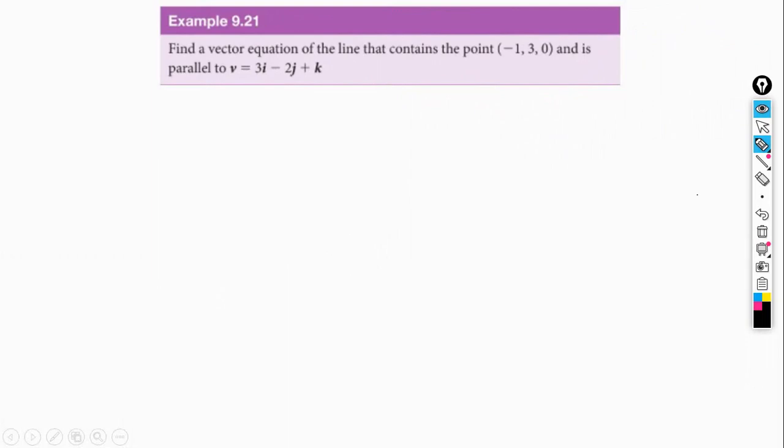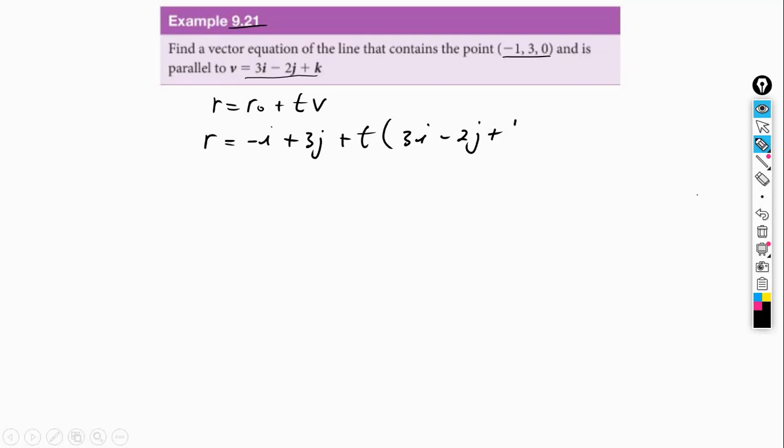We continue with example 9.21, and it says, find a vector equation of a line that contains the point (-1, 3, 0) and is parallel to v equals 3i minus 2j plus k. So remember that the vector equation of the line is in the form r equals r sub 0 plus t times v. So for this case, it would be r is equal to minus i plus 3j plus t times (3i minus 2j plus k).